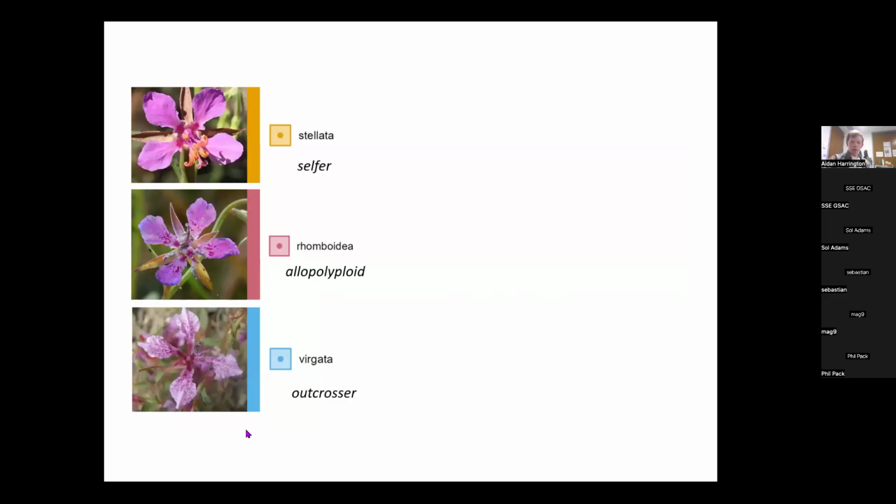So the particular study, or trio, I should say, of plants I'm focusing on are Clarkia stellata, Clarkia rhomboidea, and Clarkia virgata. Clarkia stellata and Clarkia virgata on the top and bottom here are two diploid progenitors of Clarkia rhomboidea, which is our allopolyploid here in the middle. I've just mentioned this now, but this will also become more important later. Clarkia stellata is a selfer, and virgata is an outcrosser, and they have floral traits that are commensurate with that style of mating system.